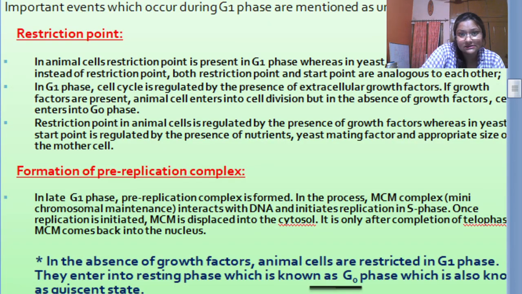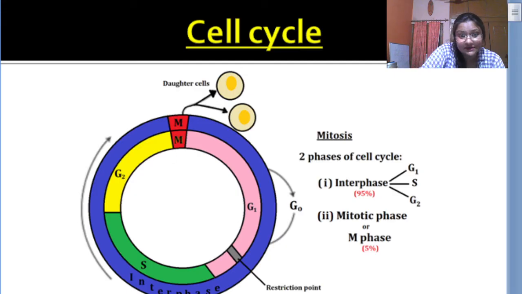Now let us see some points. Important events which occur during G1 phase are mentioned here. In animal cells, the restriction point is present in G1 phase, whereas in yeast, the start point is present. This is the G1 restriction point in animal cell in grey color, but in yeast we call it the start point.